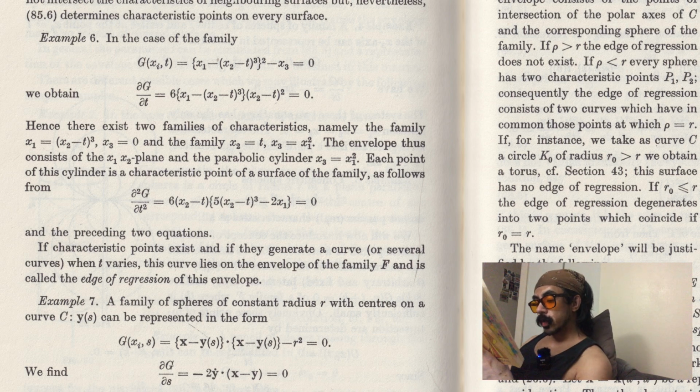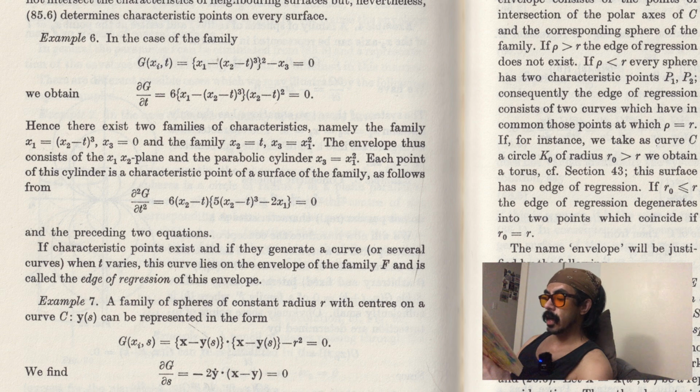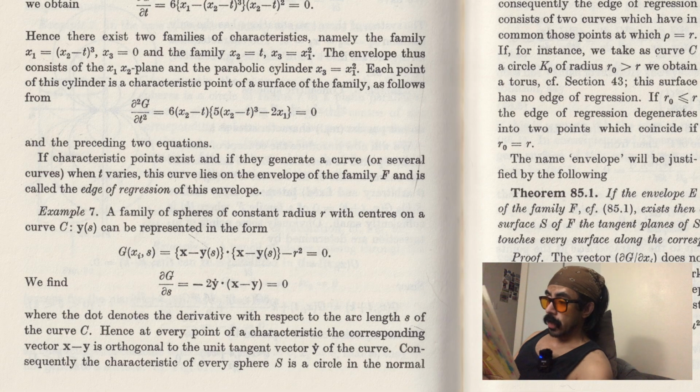If characteristic points exist and if they generate a curve or several curves when t varies, this curve lies on the envelope of the family F, and it's called the edge of regression of this envelope. And the seventh and final example.